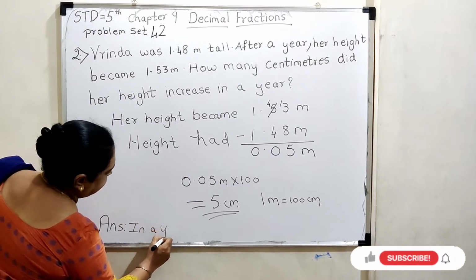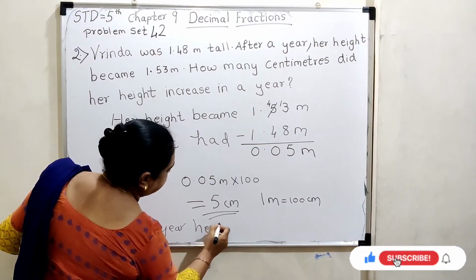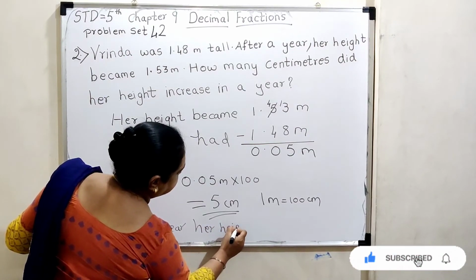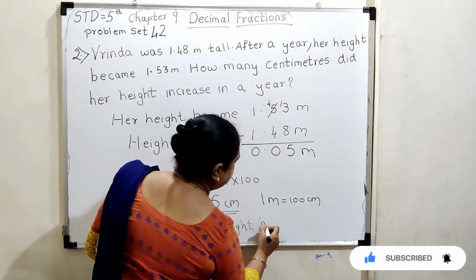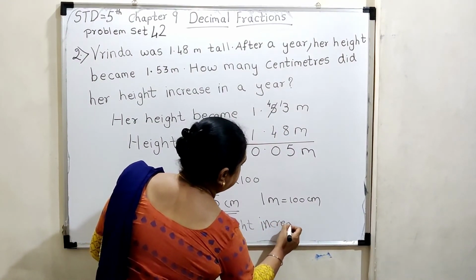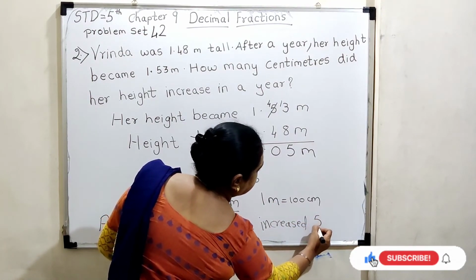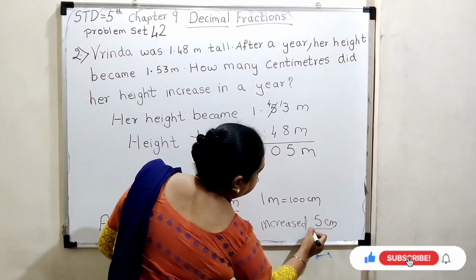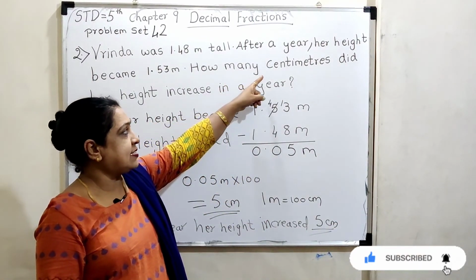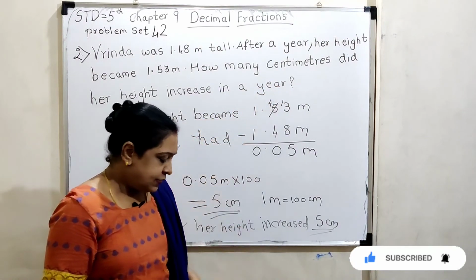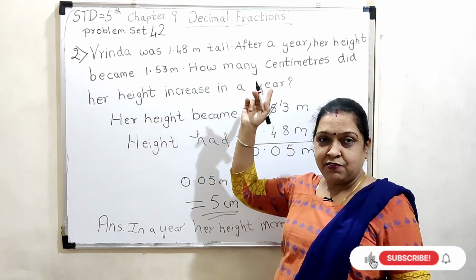In a year, her height increased by 5 centimeters. Don't forget to write centimeters because they have asked us in centimeters. Okay. So now we have completed chapter number 9, that is decimal fractions.